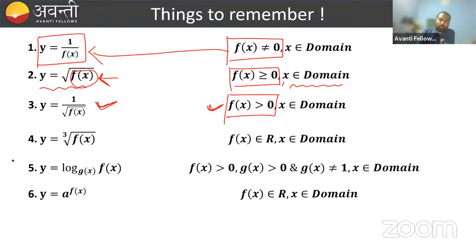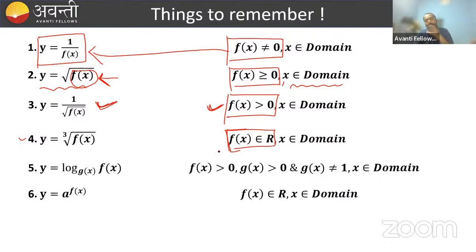Clear everyone? Okay. Fourth case, if it is in the form of y is equal to cube root of f of x, then f of x belongs to R. F of x belongs to R, right? You will find the domain; if some special type of function is given on root, then it depends upon the case. Okay. So fifth case, y is equal to log of f of x by g of x.